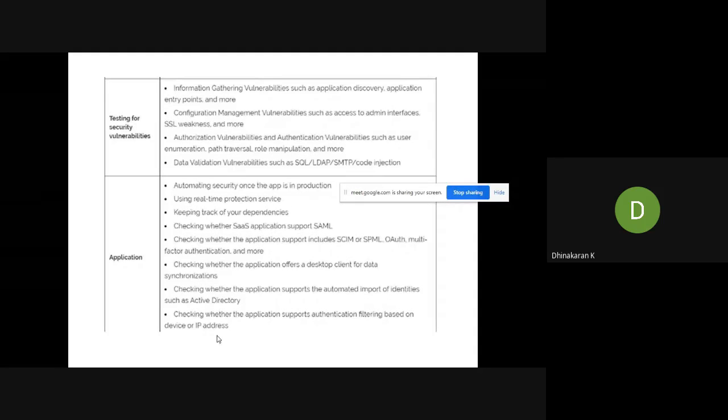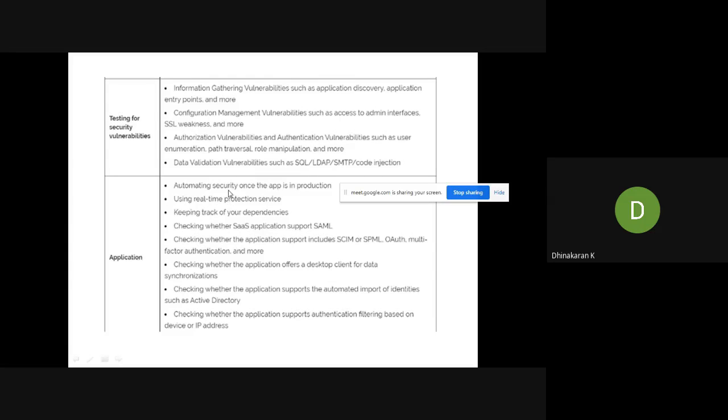Testing for security vulnerabilities: information gathering vulnerabilities such as application discovery and application entry points are related to your testing. Configuration management vulnerabilities such as access to admin interfaces and secure socket layer weakness. Authorization vulnerabilities related to your password and your path, how the data is moving, and role manipulation, and more. And data validation vulnerabilities such as SQL, LDAP, SMTP, and code injection. These are other things. So how are we going to test? We need to test, and then we provide the security.